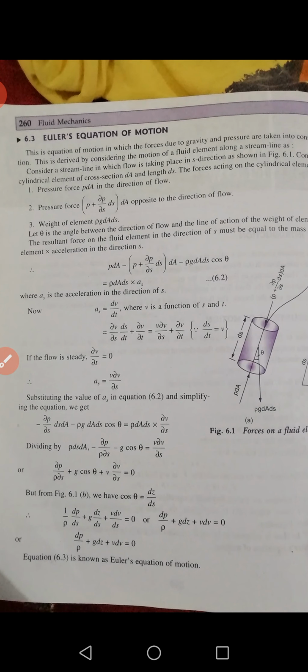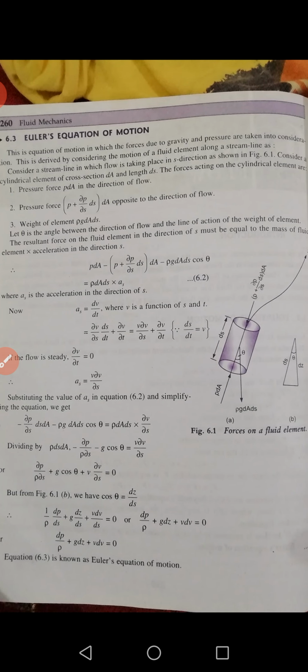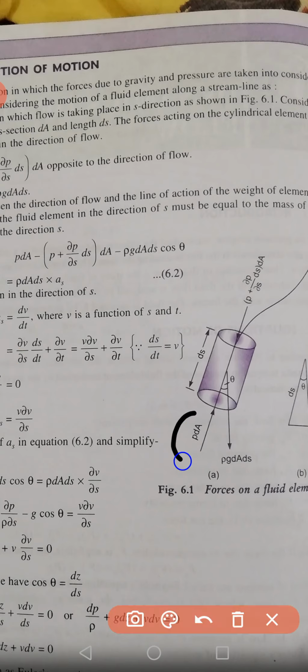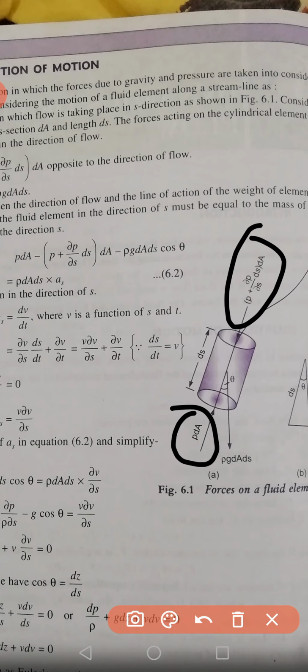Euler's equation of motion is basically due to the force of gravity and the pressure that are taken under consideration during the flow of the fluid. In this image, we can see that a lamina is considered, and this is the direction of flow of the fluid. At one end of the section, the pressure force is PdA, and on the other end it is P plus del P upon del S ds, into dA, as it is a function of space.